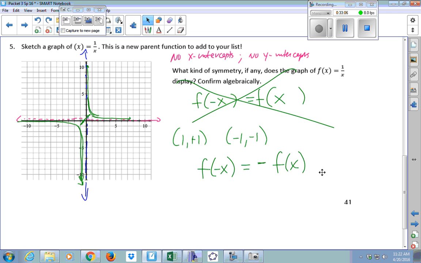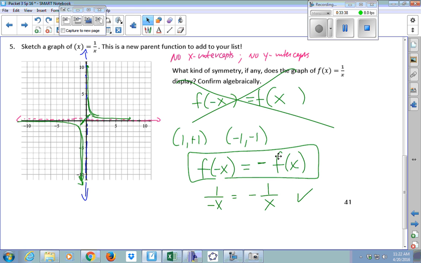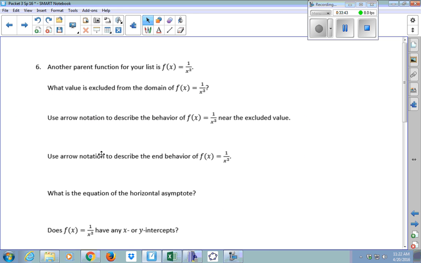So how do you show that algebraically to confirm it? You say, okay, f of -x would look like this. I just put in a -x where I see x. And the opposite of 1 over x is that, and those two are indeed equal. That's the definition of odd symmetry. We've used that for many weeks, okay? That's the definition.